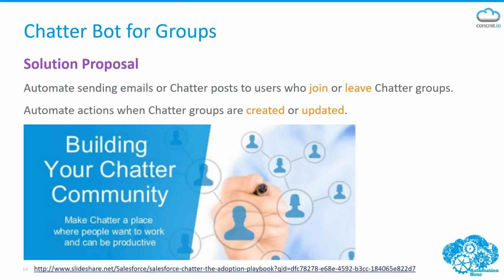So our solution proposal is, well, we'll just automate sending the emails or Chatter posts, right? Whenever someone asks, can we just have this done instead of being manual, it's like, of course, we'll just automate it. And so we're looking specifically for when people join or leave the group, as well as whenever the groups are potentially created or even updated.